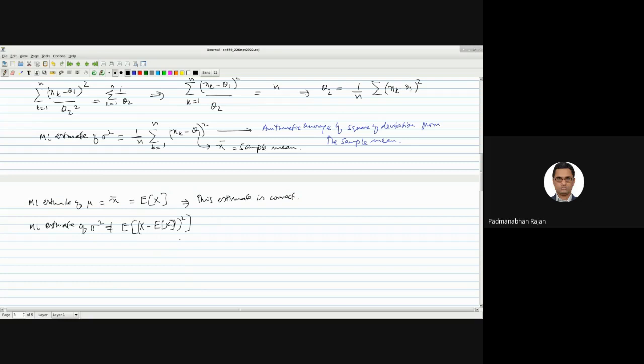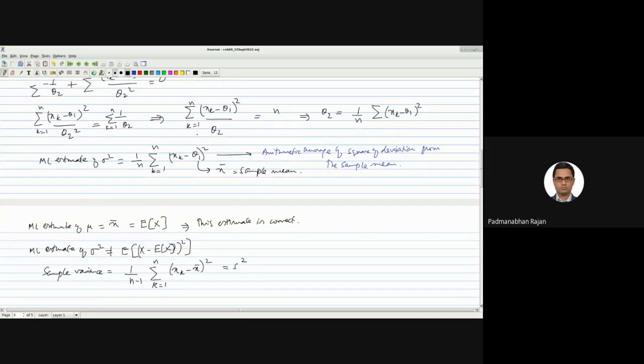So there are two different things here. There is something called sample variance. What is sample variance? Sample variance is defined as 1 by n minus 1, sum over k equals 1 to n, of xk minus x bar the whole square. This is sample variance, usually represented as s squared.